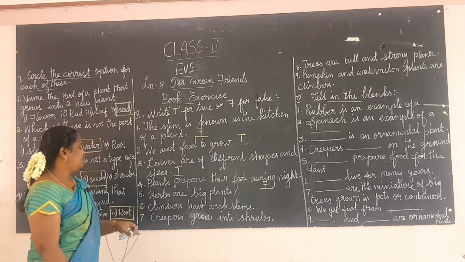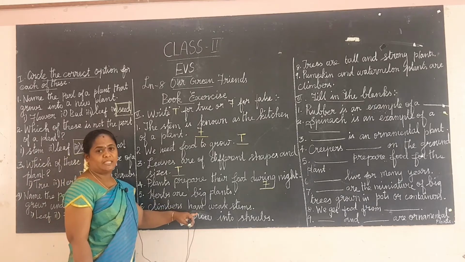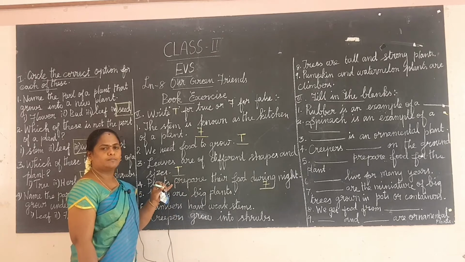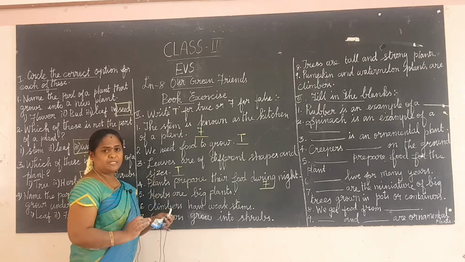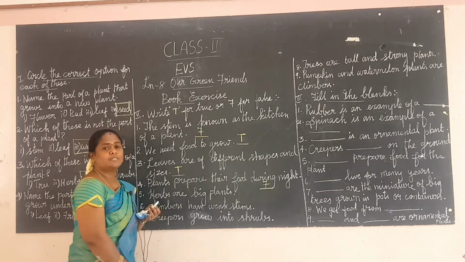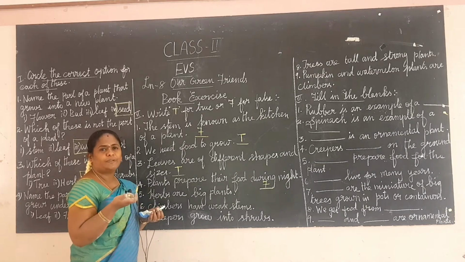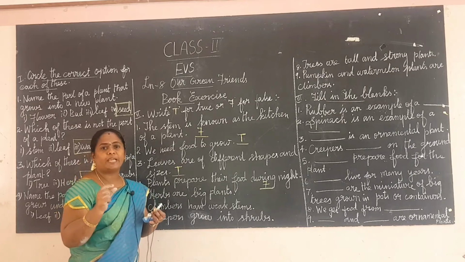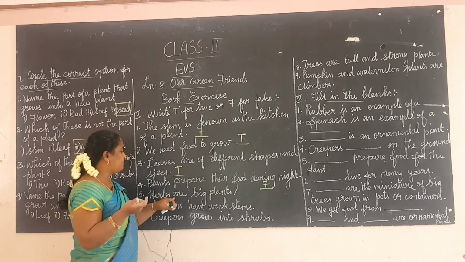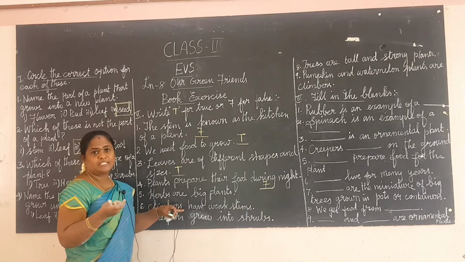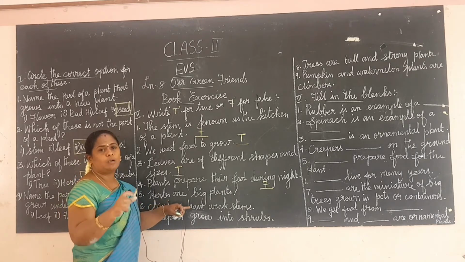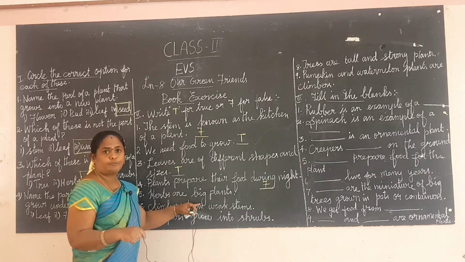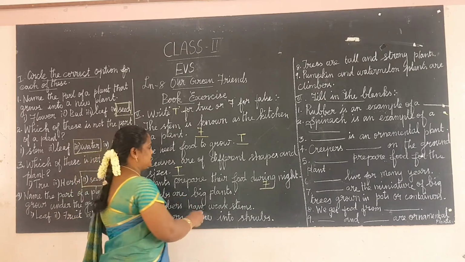Next question. Herbs are big plants. This is true or false? False. Herbs are small plants. Okay, herbs are small with soft and green stems. These types of plants have soft and green stems. So these stems are very soft. So herbs are called small plants. Here given herbs are big plants. So this statement is true or false? This is false.